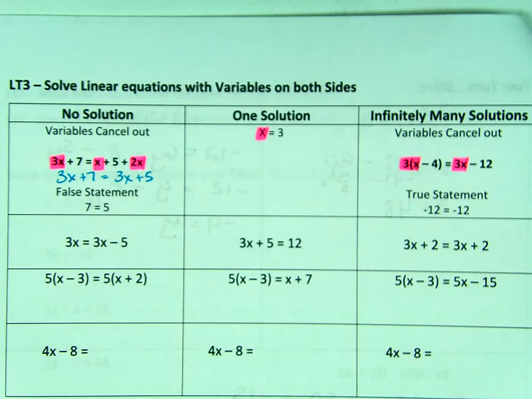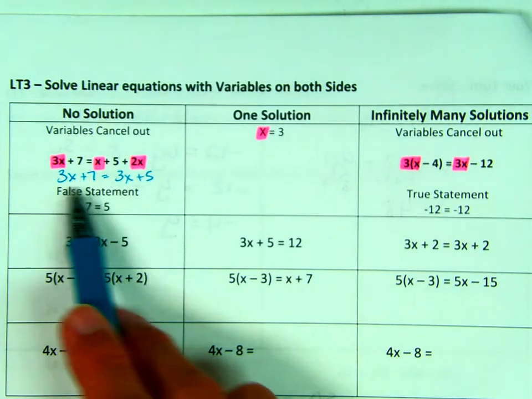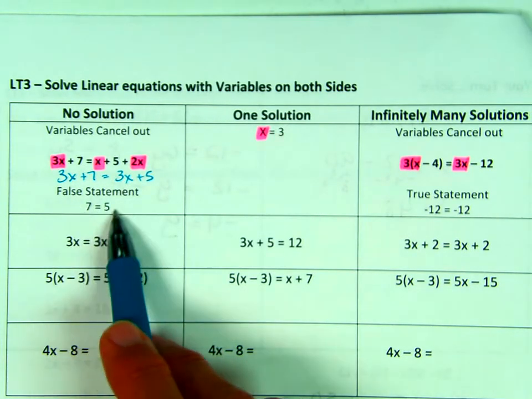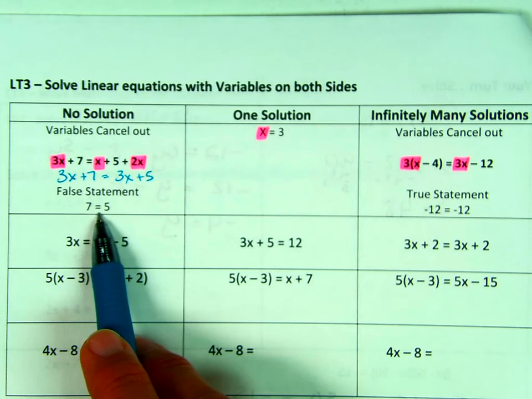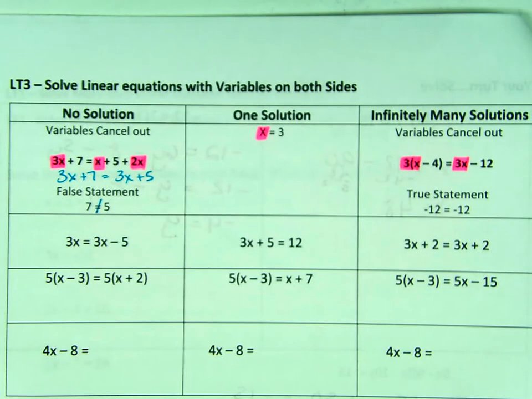Now, what do you notice about that? The x's are exactly the same, but the numbers are different. So if I got all my variables on one side, if I subtracted 3x from both sides, they would actually cancel out, because 3x minus 3x is 0. And I would be left with this. And this is a false statement. This is not equal. 7 does not equal 5.